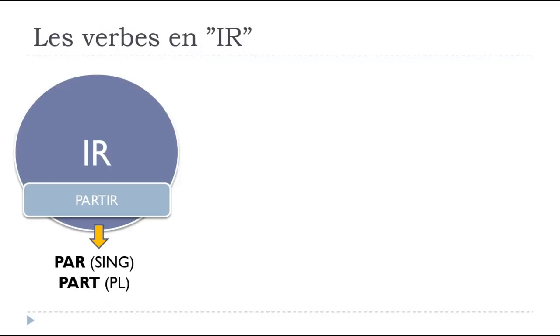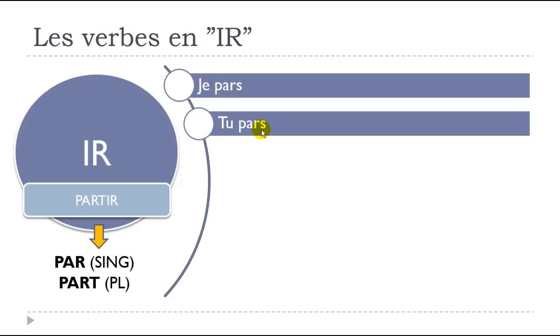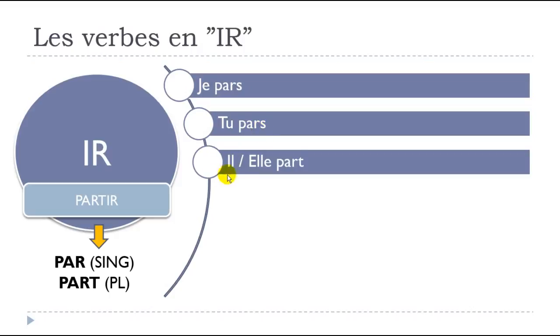So let's see how it will go. The first form will be je pars. Remember, you put this S, but you don't pronounce it. Je pars. Then you will get tu pars, il, elle part. So the first thing to keep in mind is that you've got this final S, final T, but you don't pronounce them. So phonetically, je pars, tu pars, il part, elle part, the same form.